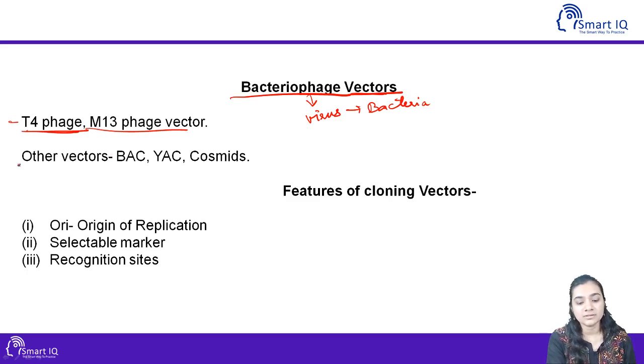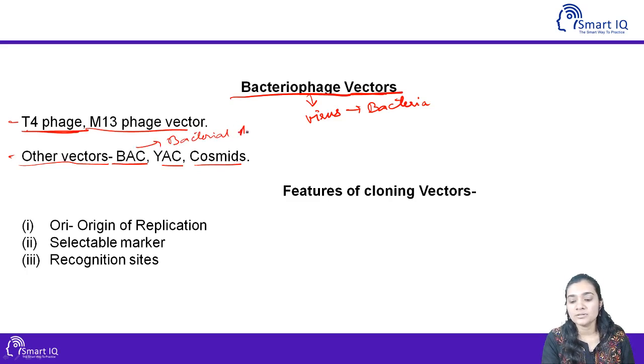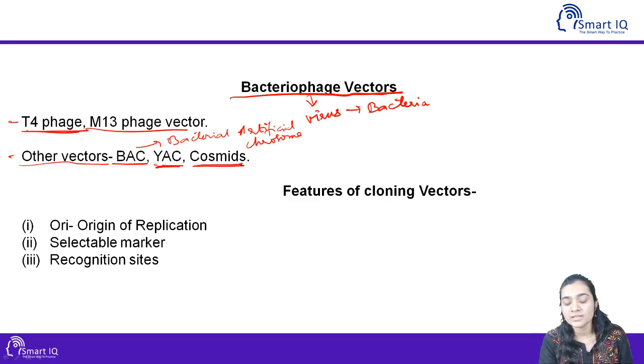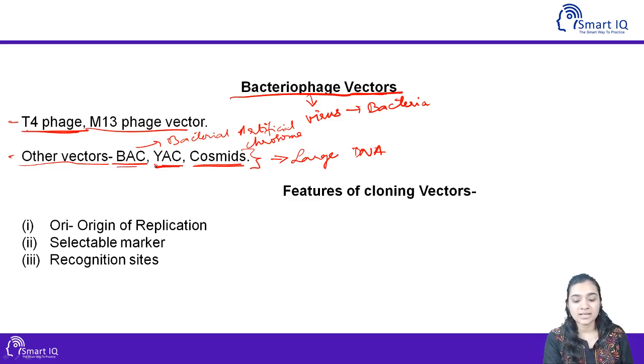Now we have other vectors apart from bacteriophage vectors: BAC, YAC, and cosmids. BAC is bacterial artificial chromosome, and YAC is yeast artificial chromosome. The thing about BAC, YAC and cosmids is that they can take up very large DNA fragments, maybe more than 100 kilobase pairs, which is a big size for integrating into a host genome. So BAC and YAC do the job very nicely and take up large fragments of DNA.